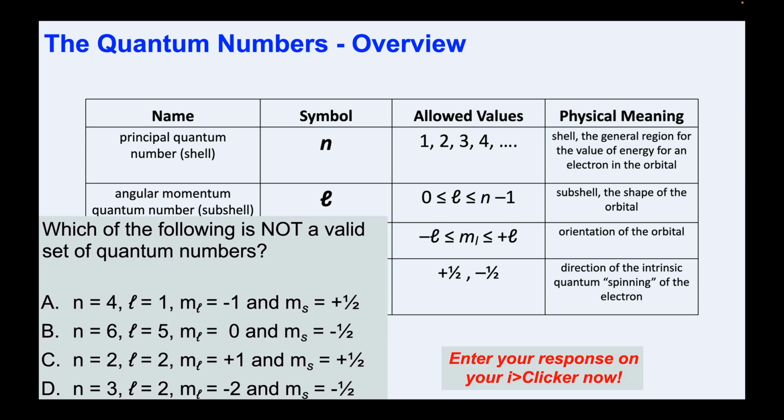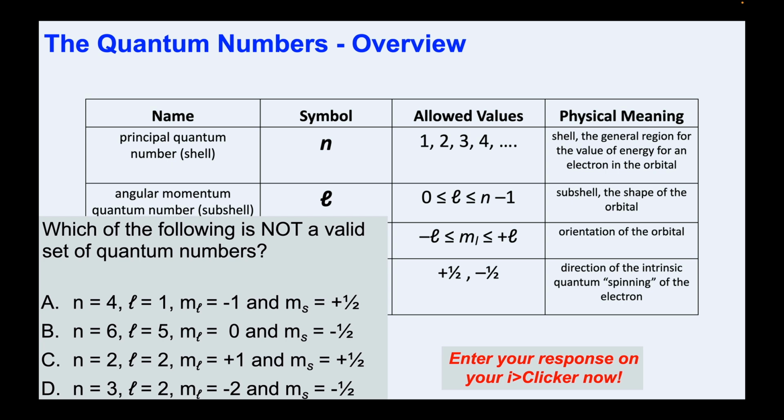It says, which of the following is not a valid set of quantum numbers? So what I would do on these kind of problems is you just start left and move right. So N values always have to be whole numbers greater than 0. And on A, B, C, and D, all of those are valid N numbers. Like you don't see a 0, you don't see a negative N. That's good. Now, L values have to be no bigger than N minus 1. So on A, L of 1, that's less than N equals 4, so that's okay. On B, L equals 5, that's okay too because that's less than 6.